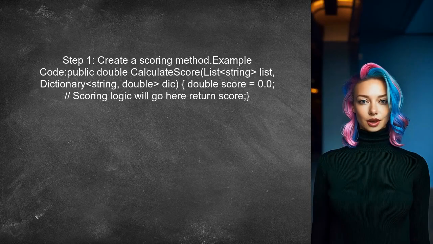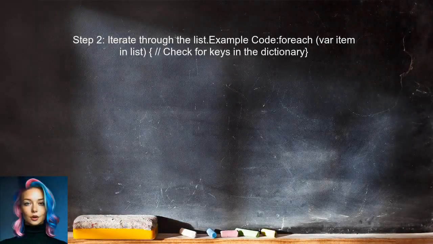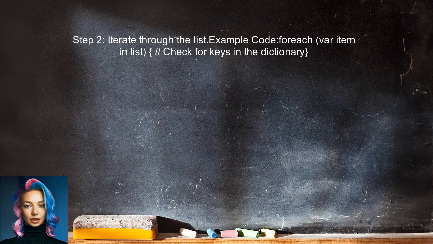To improve the user's current approach, we can utilize the dictionary for scoring in a more efficient way. First, let's create a method that will handle the scoring based on the dictionary values. Next, within this method, the user can use a single loop to iterate through the list of strings. For each string, we will check if it contains any of the keys from the dictionary.